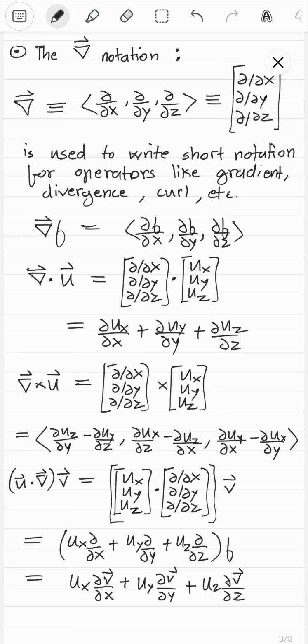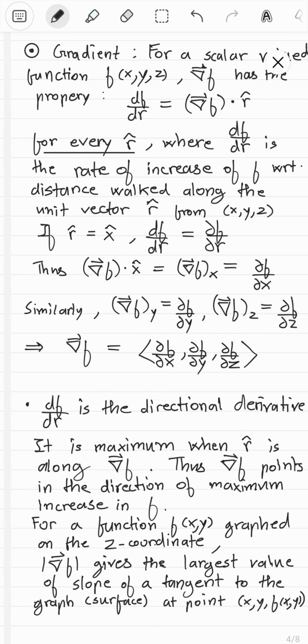So for example, just the del applied on a scalar function f, that would be our gradient, and that's basically this thing, partial f upon partial x, partial f upon partial y, and partial f upon partial z in the x, y, z components. That's a vector valued operation, I should say. Then here you have divergence, so it's del dot u, which just works like a dot product. And then you got the cross product, this is the curl. Then you have this thing, this is the material derivative or something. So you can use del to write these operations in a short form, right?